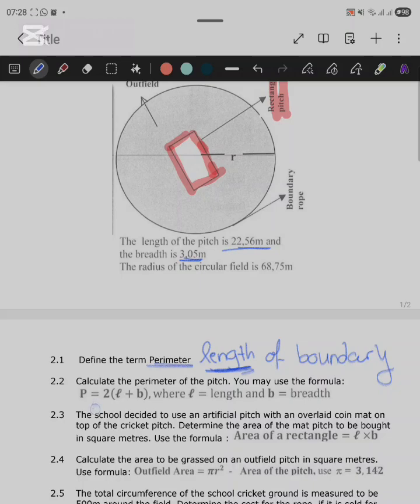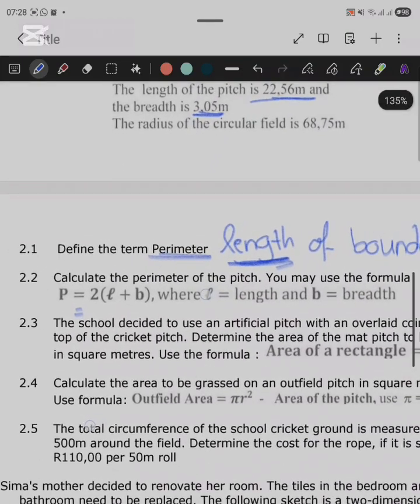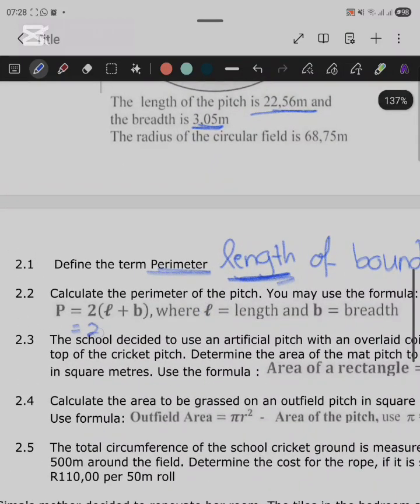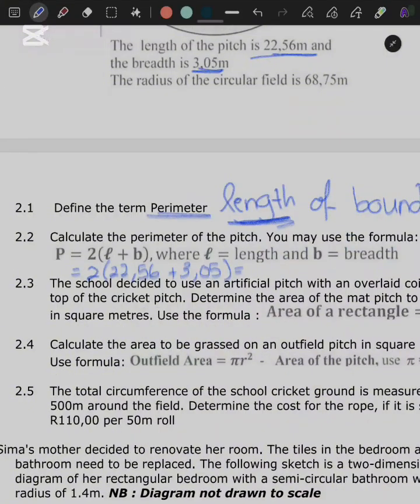So the perimeter, we just write it in there, make it a little bigger. 2, length is 22,56 plus breadth 3,05, and you can pop it into a calculator just like that. It gives us 51,22. Now because we're dealing with perimeter, our measurements are in meters, so we just say meters. We're not going to say meter squared because it's not area.